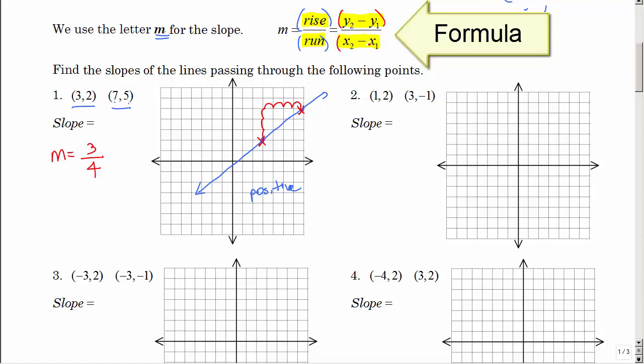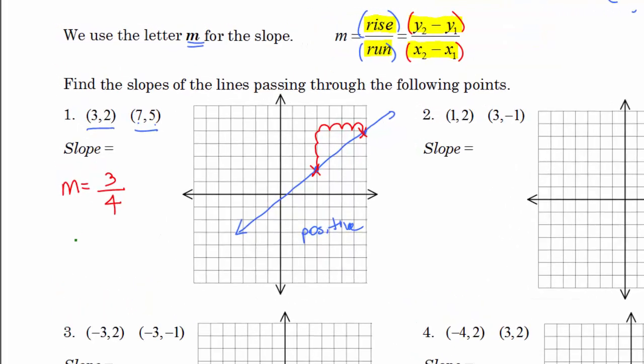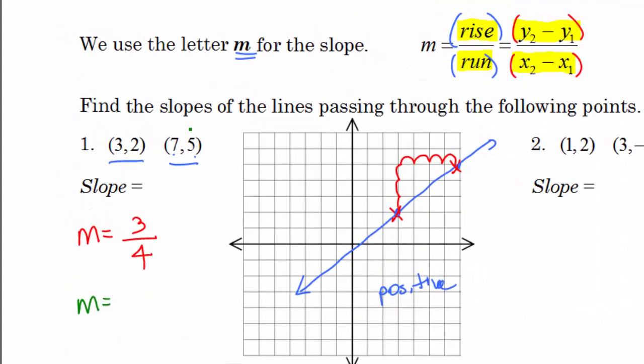What if I didn't graph it? What if I used this formula? What is this y2 minus y1 stuff? Well, this is y2, this is y1, meaning your second y and your first y. And it says to subtract them. Then this is your second x, this is your first x, and it says to subtract them. And I get the same answer. So graphing or using the formula, either way.